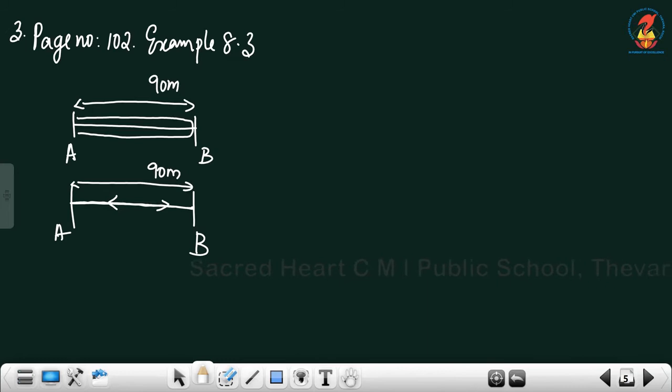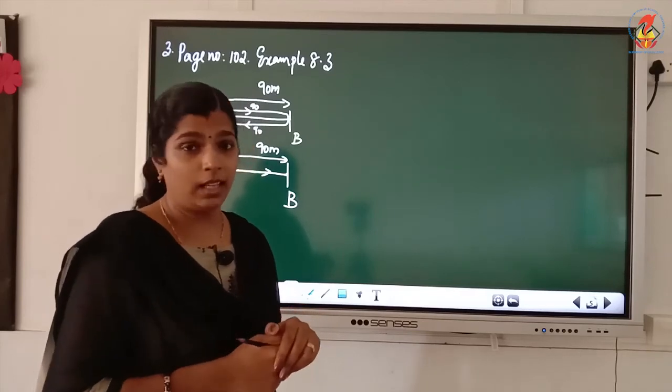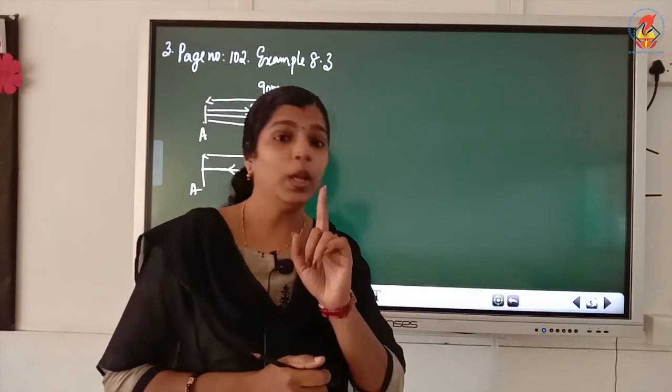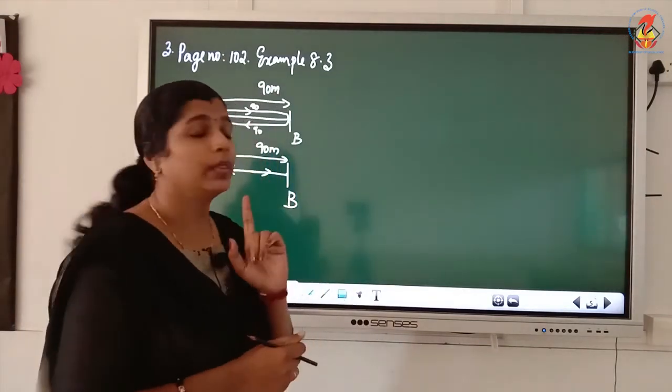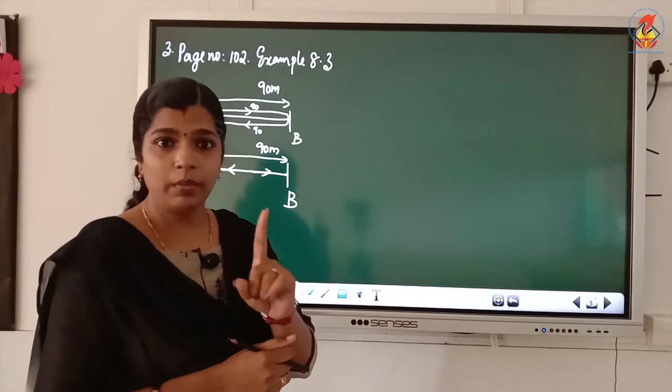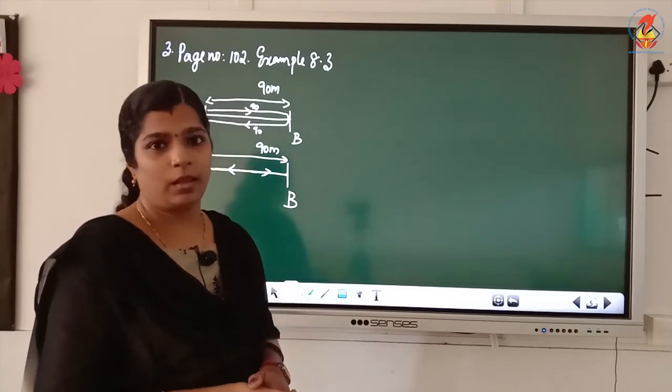Now, what is the total distance travelled by Usha? From A to B, this one 90. From B to A, this one also 90. So, the total distance travelled by Usha is 90 plus 90, that is 180, and she takes 1 minute to cover this 180 meter.